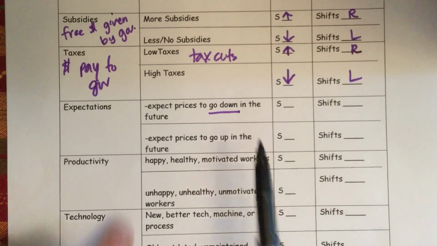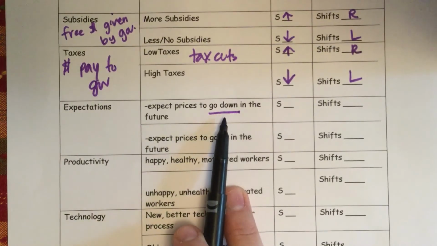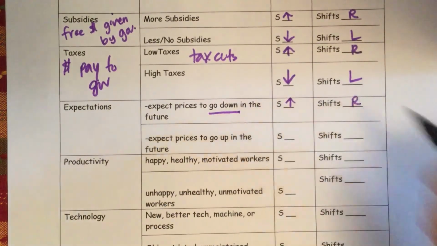If I know that prices are going to go down next week, I'm going to want to sell as much as I can right now because I know that people aren't going to be paying as much later, and I'm not going to be able to make as much of a profit. So if I expect prices to go down in the future, as a producer, I'm going to sell as much as I can right now. So supply will go up and it would shift to the right.